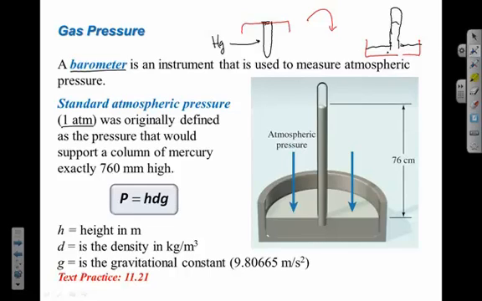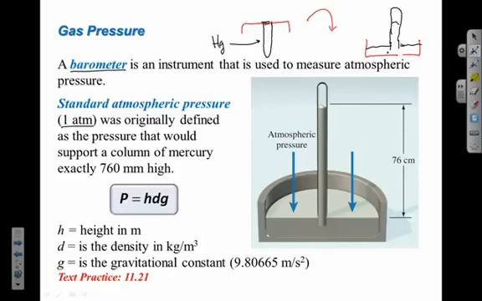Well, it's because of the pressure of the atmosphere. If you did this and there's no atmosphere, like in outer space, the mercury would come down to the same level that the liquid is in the pan. You have no pressure. Right? What's causing the mercury to stay in the tube is the atmosphere.